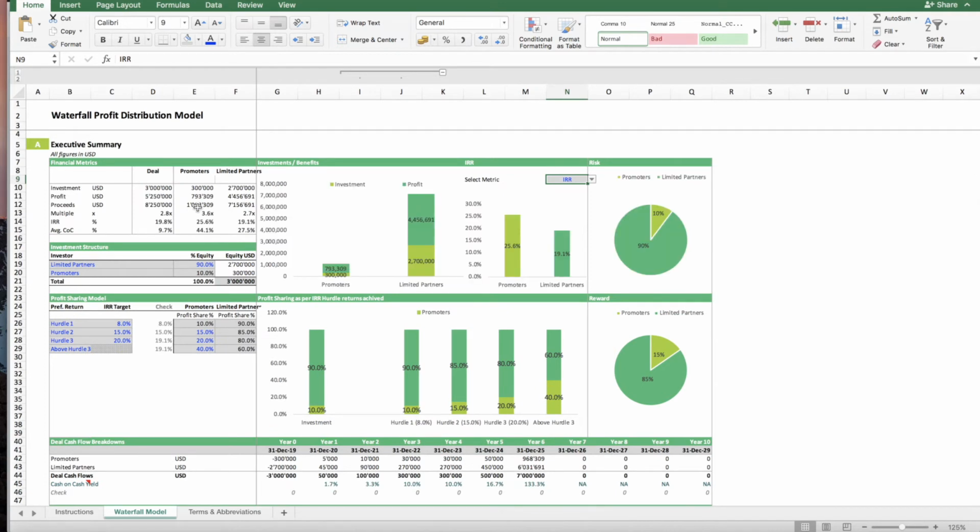There is, of course, some additional complexity which can be added, but my goal is more to show you the basic principle of how a waterfall profit distribution model can work. I hope this video was useful.